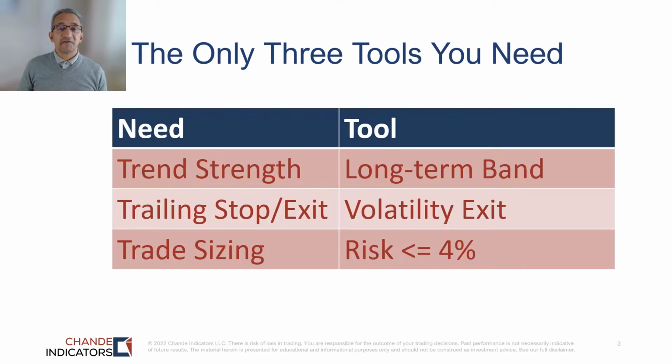And this is specifically how we'll do it for the long-term system. We're going to measure the trend strength with long-term bands. We're going to use a trailing stop called a volatility exit, and we're going to risk between 1 and 3% of the available capital so that even if the trade goes against us, our approximate loss will be the amount of money we have risked on this trade.